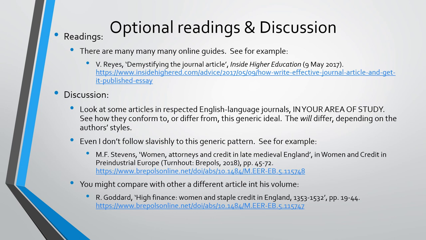So I finish here by mentioning some optional readings and discussion. Really, this lecture should be followed by a kind of group discussion of your experiences of reading literature, particularly Anglophone literature. But maybe that's a discussion that you can have, via a video chat with other students you know, or via email. I give you one reading here that you might choose to look at, which is Victoria Ray's Demystifying the Journal Article in the online journal Inside Higher Education, 2017. Much of what she has to say will echo what I've put in this lecture, but she says it in much less detail.